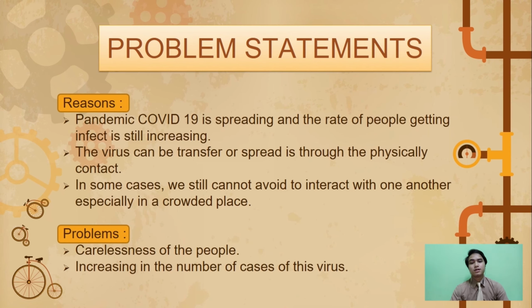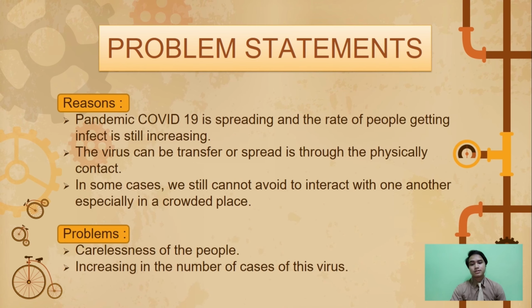Next, I will be explaining about the problem statements for our mini project. So right now we are in the crisis of pandemic COVID-19, which is still spreading, and the rate of people getting infected is still increasing. So how can the virus be spread? The virus can be spread through physical contact. Even though the government has provided many procedures and regulations to follow to stop the spreading of this virus, in some cases we still cannot avoid interaction with other people, especially in crowded places. So all of this can contribute to the increase of this virus.